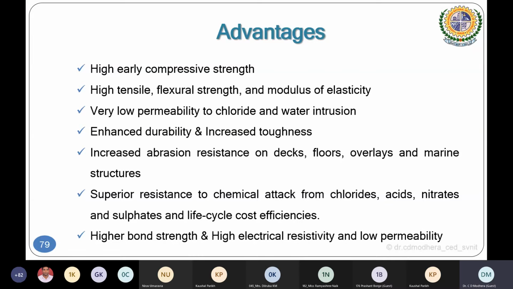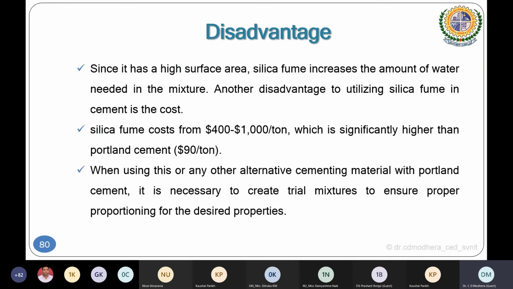High tensile and flexural strength and modulus of elasticity. Very low permeability. Enhanced durability, increased toughness. The word toughness we have not used at all, but toughness is again one of the resistances against loading, or transverse loading, that is on a beam, any point load or UDL or combination of loads. Increased abrasion resistance on decks, floors, overlays and marine structures. Superior resistance to chemical attack from chlorides, acids, nitrites and sulfates, and life cycle cost efficiency. Higher bond strength, high electrical resistivity and low permeability.